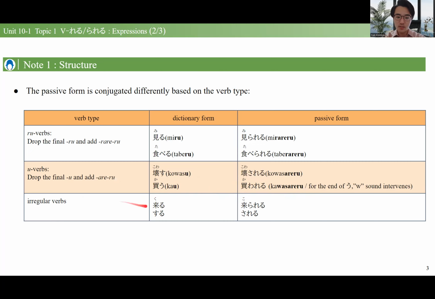Finally, the irregular verbs, kuru, to come, and suru, to do. These are the special forms, korareru and sareru. So in Unit 1, first try to recite these conjugations with your tutor and get used to the passive forms first.